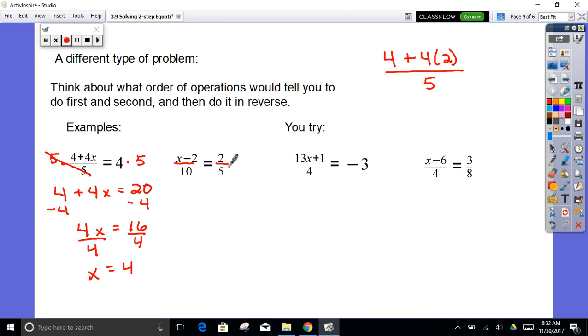Any volunteers to try to explain the next one? Adria? So you have to multiply by 10 on both sides. Okay, good. Start by multiplying by 10. What do you end up with? So then you ended up with x minus 2 equals 20 over 5, which is 4. Now what? So then you have to add 2 on both sides, and x equals 6.